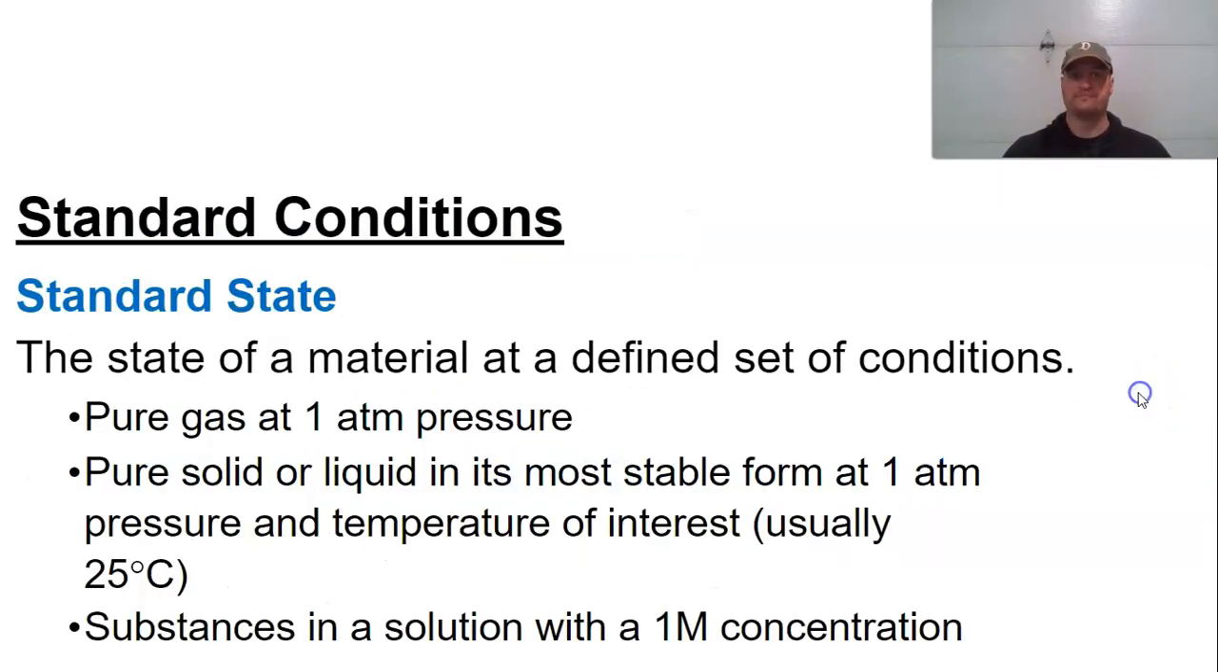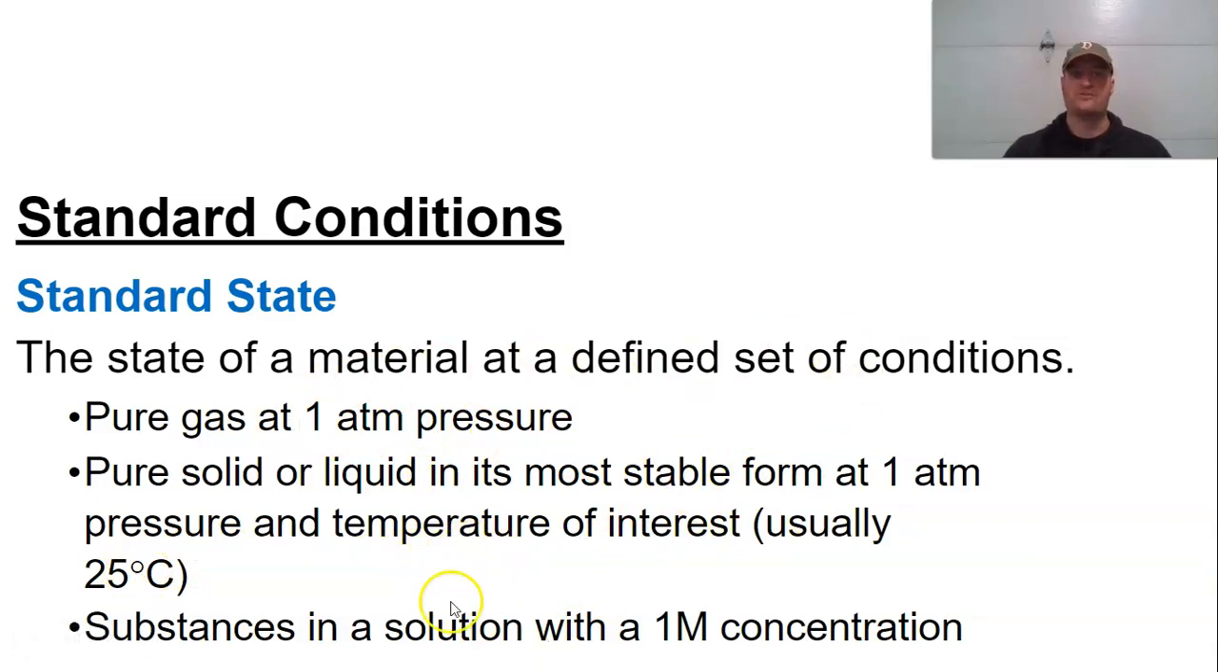Now there's this idea of what's called standard conditions. This is what we'll often deal with, and then on a few occasions we'll deal with non-standard conditions, usually in later sections. So the state of the material needs to be: if it's a pure gas, at 1 atmosphere; pure solid or liquid in its most stable form at 1 atmosphere pressure; temperature of interest usually 25 degrees Celsius; and substances in a solution with a concentration of 1 molar. So these are our standard conditions. You see a whole bunch of ones. Obviously we don't have 1 degree Celsius, but usually 25 degrees Celsius.